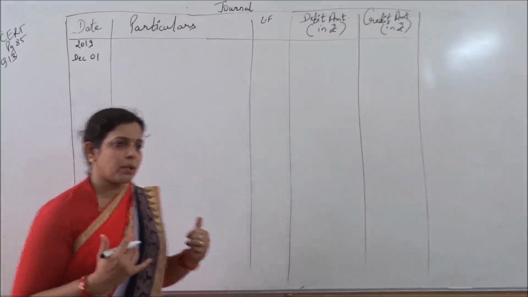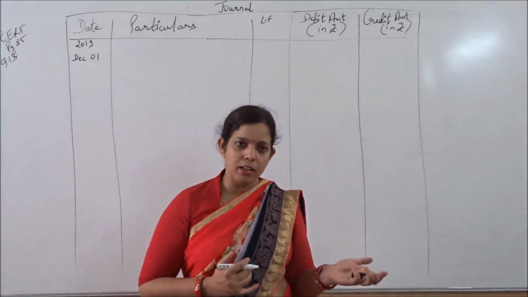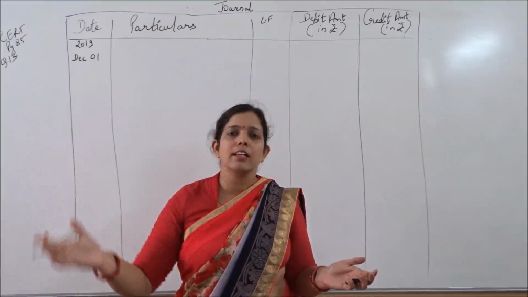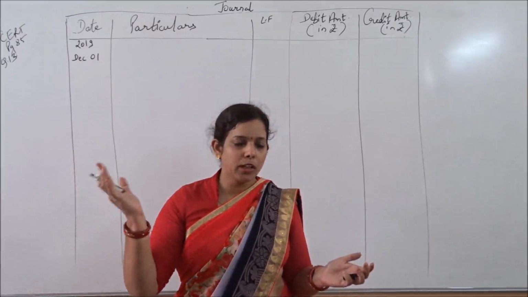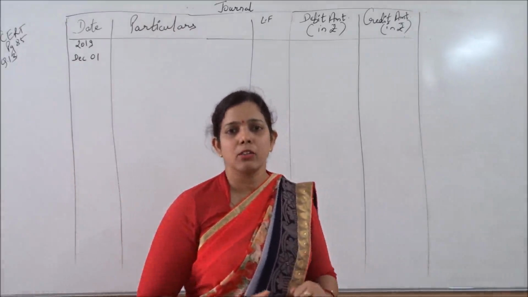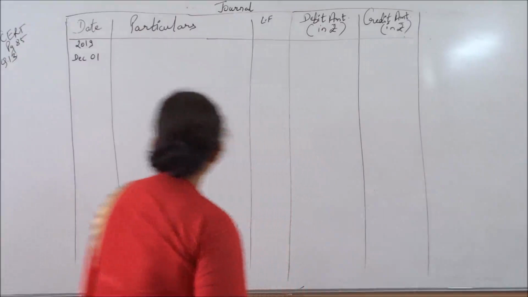So what is coming into the business? On one side cash is coming. On the other hand, what is happening? The liability in the name of capital is increasing. Now a very big question arises: why is capital a liability? What is the reason behind that? Let us first of all write the entry.